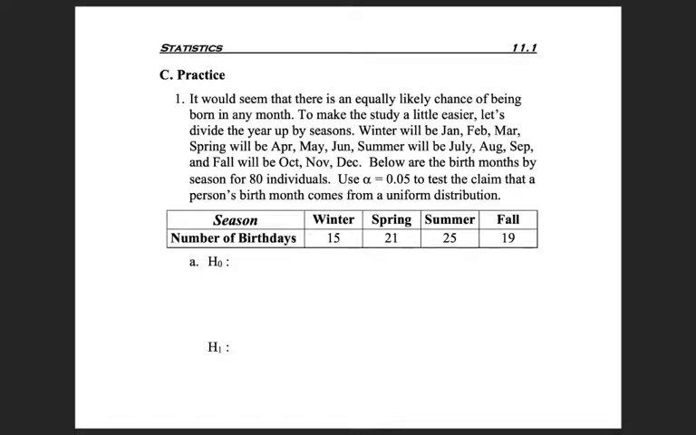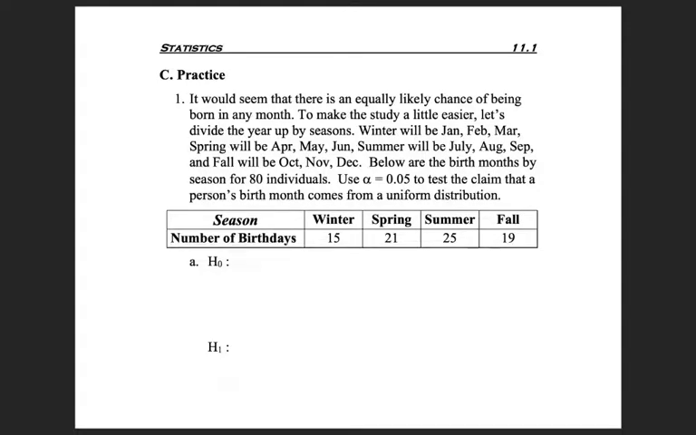So now let's go ahead and practice a problem. Problem 1 states, it would seem that there is an equally likely chance of being born in any month. To make this study a little easier, let's divide the year up by seasons, where winter will be January, February, and March, spring will be April, May, and June, summer will be July, August, September, and we'll end with fall being October, November, December. Below are the birth months by season for 80 individuals. Use alpha equals 0.05 to test the claim that a person's birth month comes from a uniform distribution.